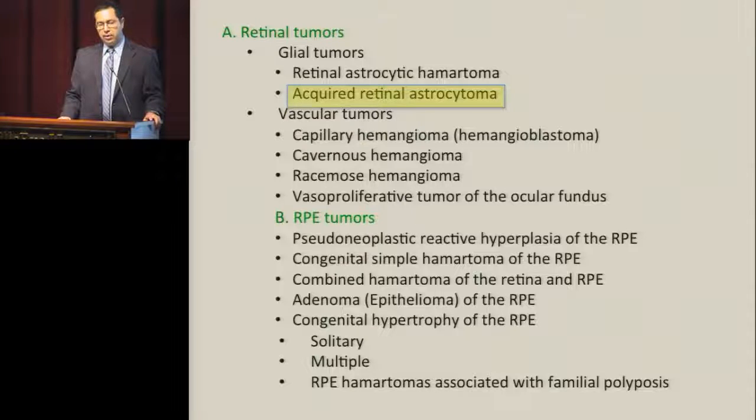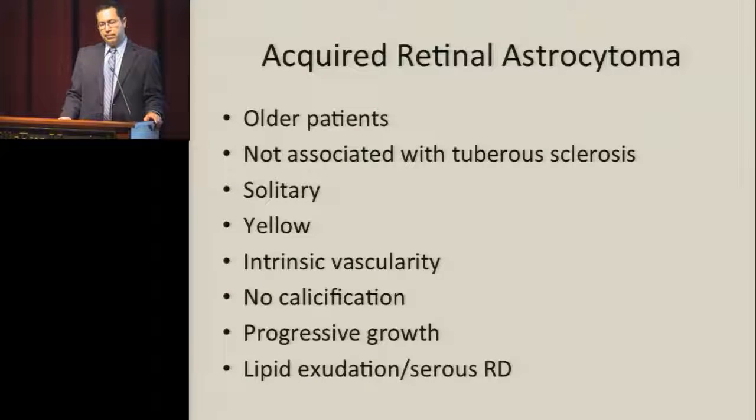So the next lesion I'm going to talk about is acquired retinal astrocytoma. It's very similar to the one we talked about with some differences. This is seen in older patients. It is not associated with tuberous sclerosis. It's solitary, just one lesion, yellow. It has some vessels that you can see inside it. It's not calcified generally. And it can show actually more growth. And it can cause more lipid exudation.